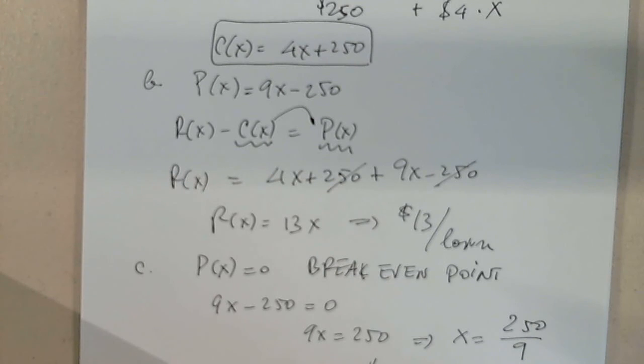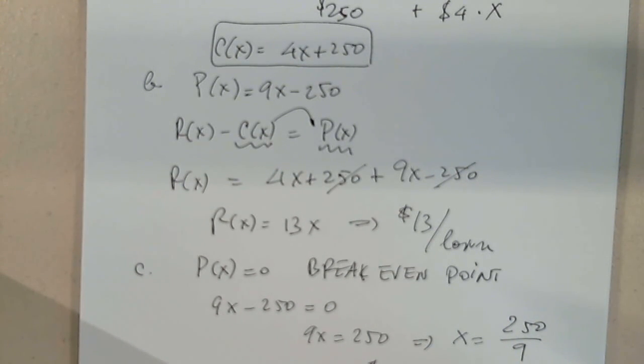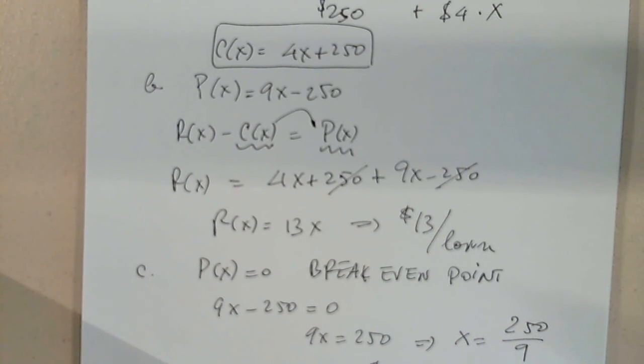This is the number of lawns. He's charging $13. This is the number of lawns he should get to in order to break even. Obviously, we will advise him to work much harder than that if he wants to make a profit. So he needs at least 28 lawns to start making a profit.